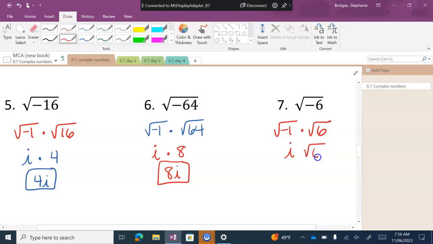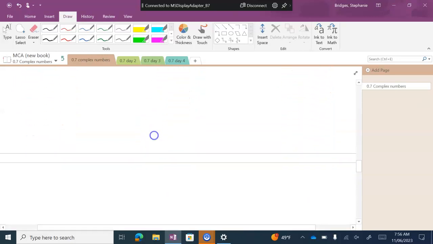So what we do is we leave that under the radical. And so your answer is just i times the square root of 6, because we cannot simplify the square root of 6 unless we get out a calculator. And we don't want decimals. We want to leave these in what we call simplest radical form. Is everybody kind of okay with that? All right.